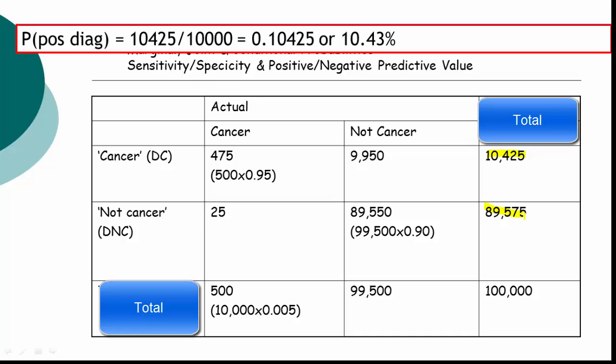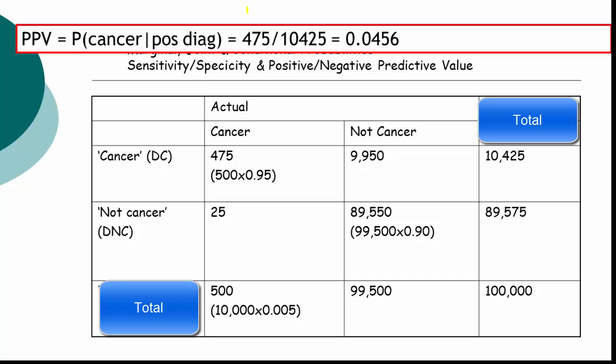So then the probability of having a positive diagnosis is simply the number of people who test positive, which is 10,425 out of 100,000. So we would expect that about 10% of people are going to test positive. And keep in mind that the actual condition is such that only 5 in 1,000 people have it. So there's an awful lot more people testing positive than there are people with the condition. And that highlights the problem of false positives.